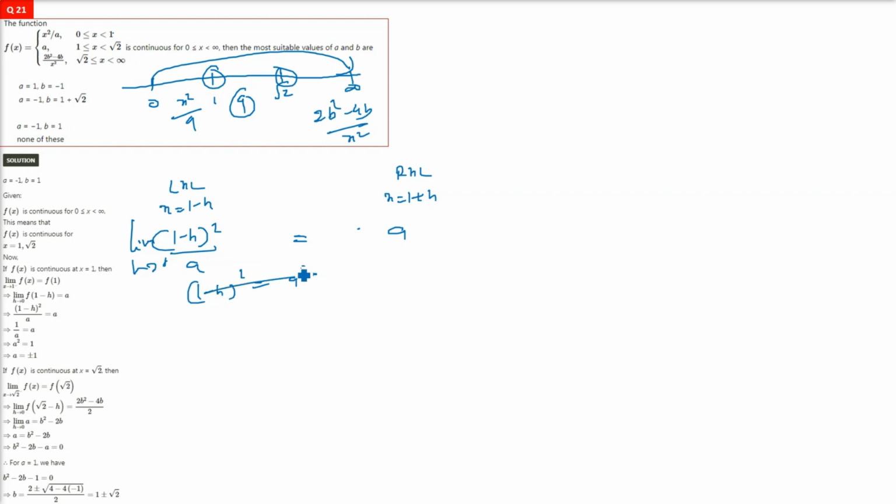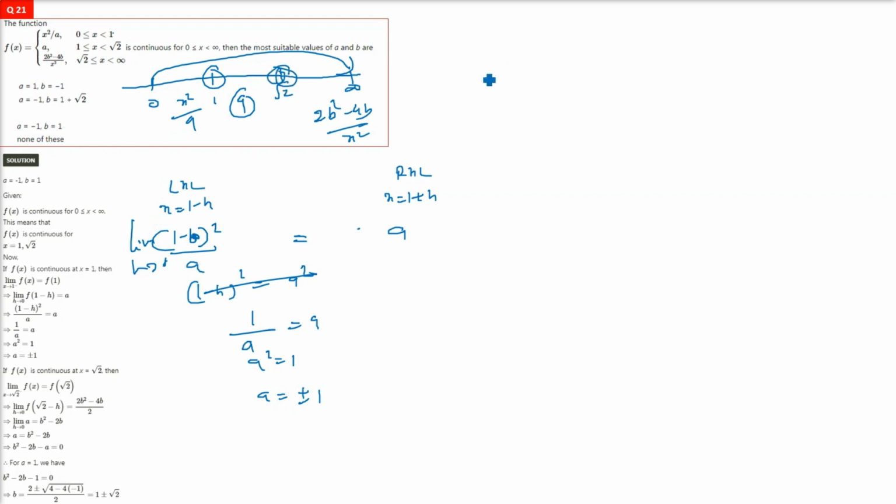So a square will be 1, and a will be plus minus 1. You can apply the limit, or you can open 1 minus h whole square. This is the way you have to show your examiner. Don't apply h directly here. Take the limit as h tends to 0 of 1 minus h whole square, open this and then see what it comes to. So finally, a square equals 1, a is plus minus 1. So we are getting two values of a.